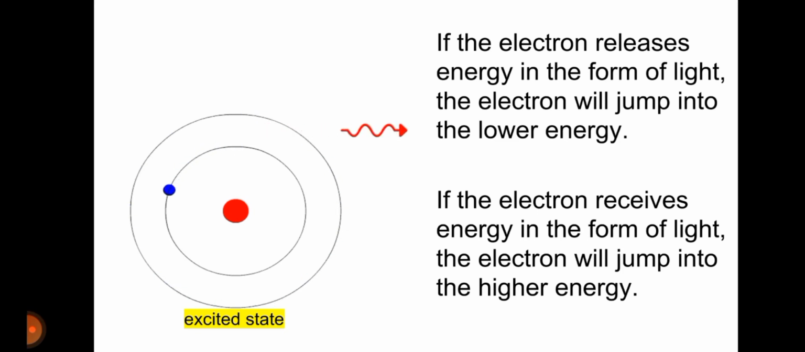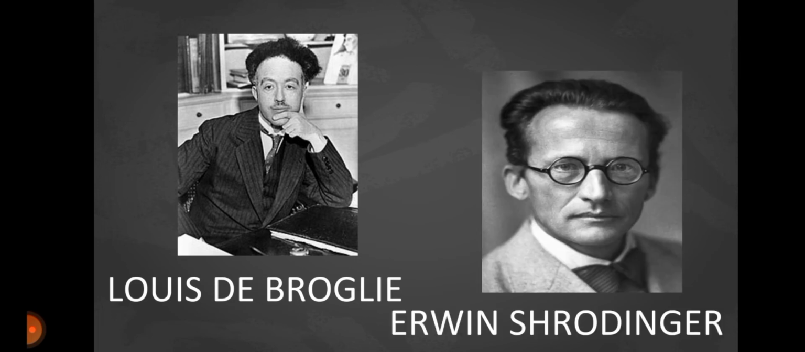But two young physicists led to the development of a better model of the atom. Sino-sino yung mga yon? We have the Louis de Broglie and Erwin Schrödinger. Louis de Broglie proposed that the electrons could also be thought of as a wave. Bakit? Kasi inakala nila na yung electrons ay isang particles kasi may parehas sila ng characteristics.